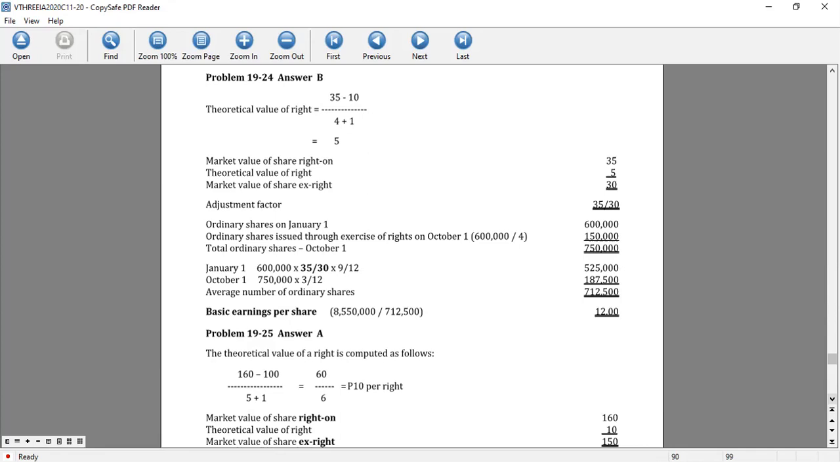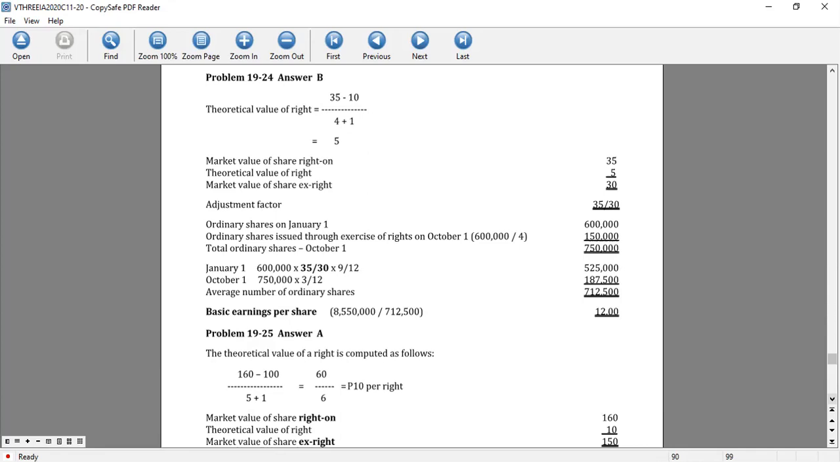So for the ordinary shares on January 1, 600,000, the ordinary shares issued through exercise of rights on October 1. That's equal to 600,000 divided by 4. So given. So you get 150,000 shares. The total is 750,000 ordinary shares by October 1.